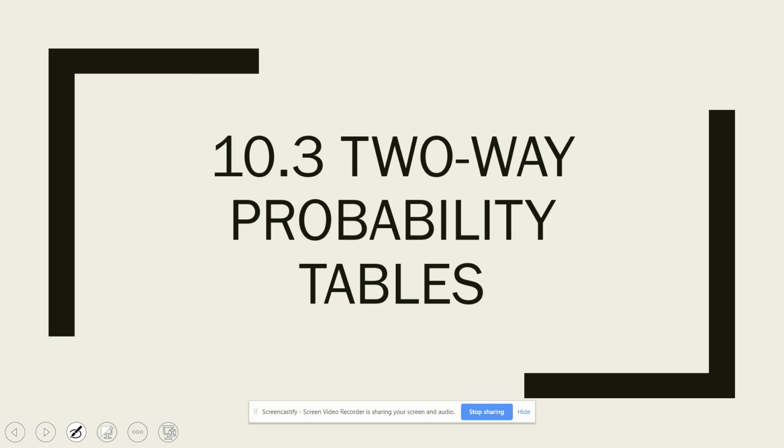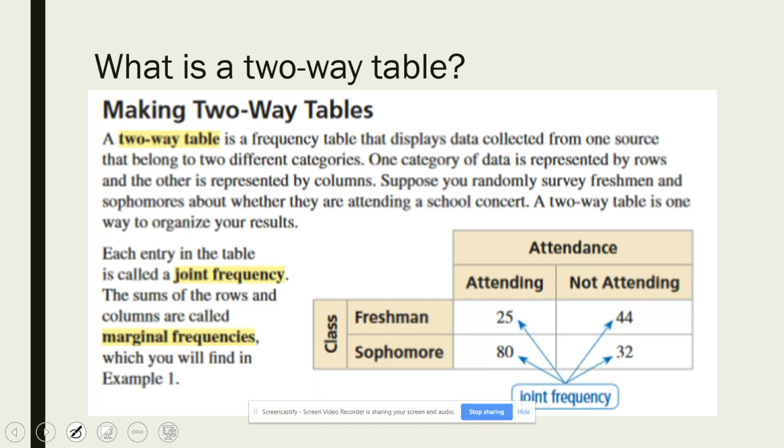Hello, everybody. We're going to continue looking at probability and talk about two-way tables today. Two-way tables are basically a way of displaying data that we collect that comes from at least two different categories and represent two different types of responses. It's kind of part of maybe taking a survey.